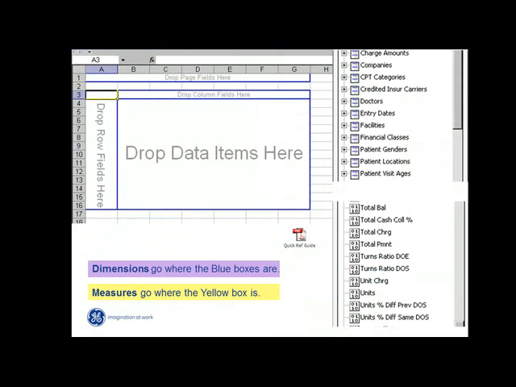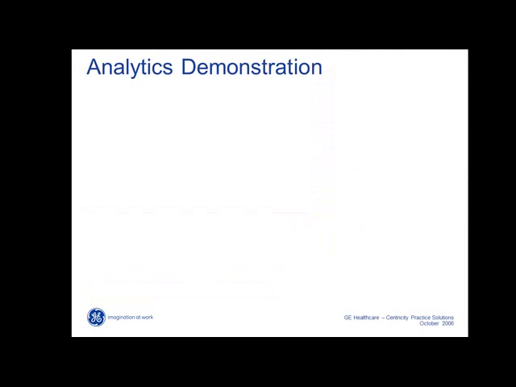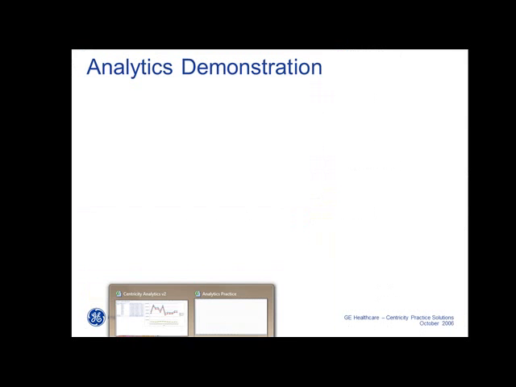You will have certain ones. The purple or the blue boxes are where you put dimensions, and the measures go in the yellow section. Okay, so let's take a look at how that is in real time.